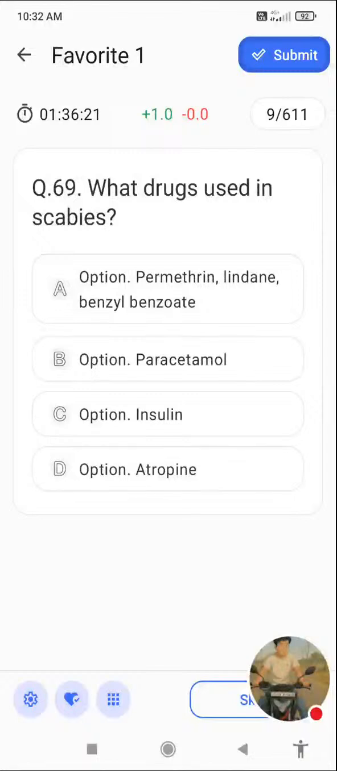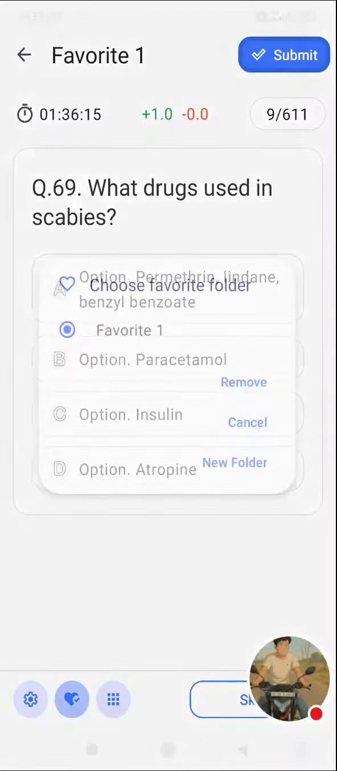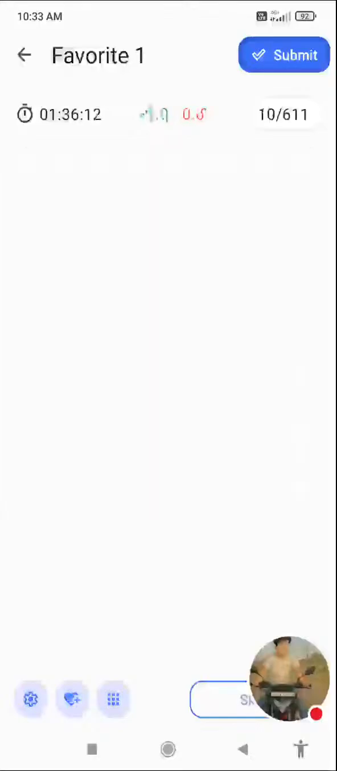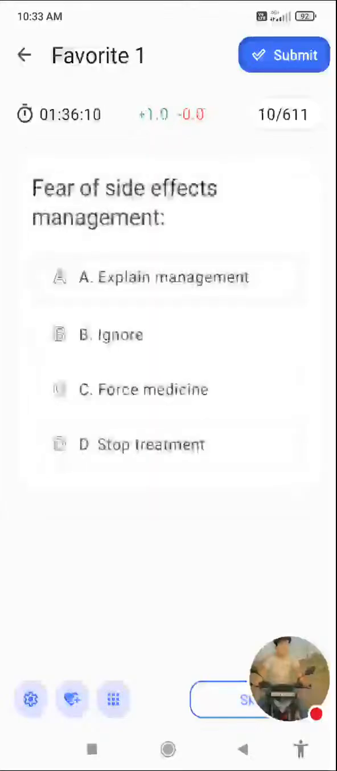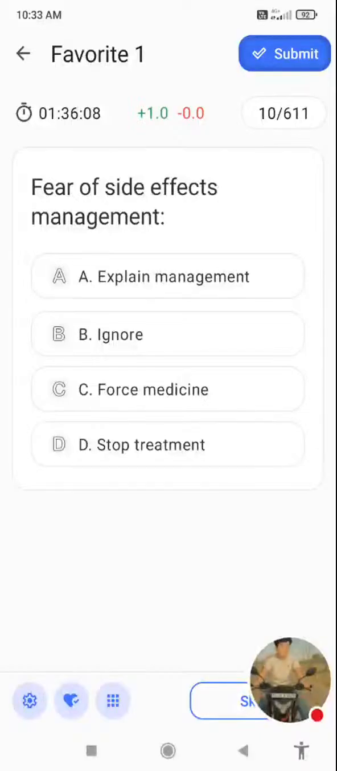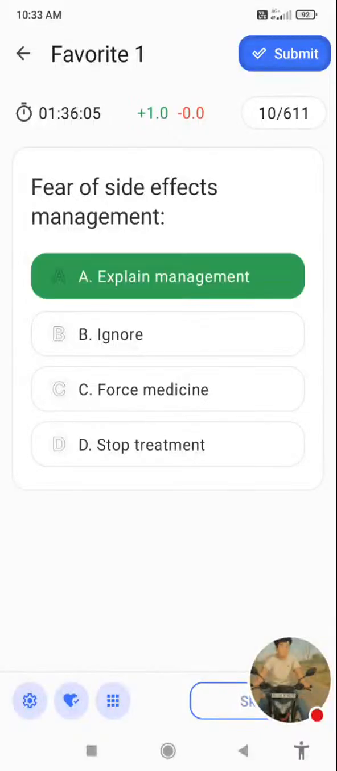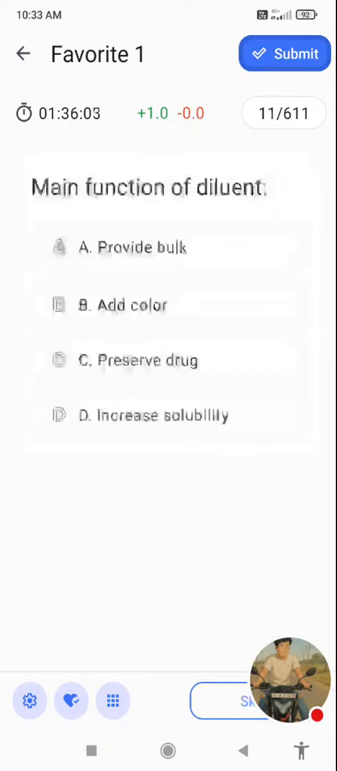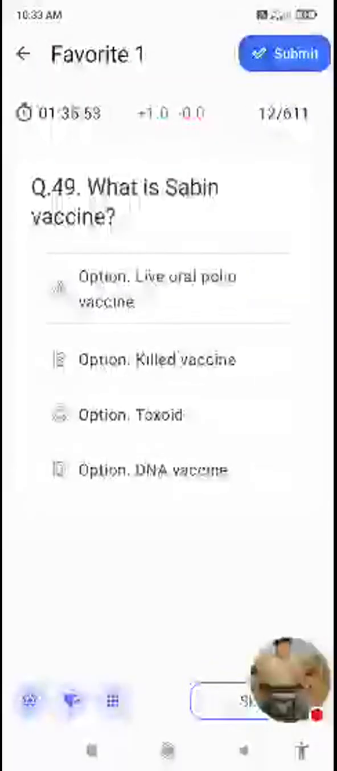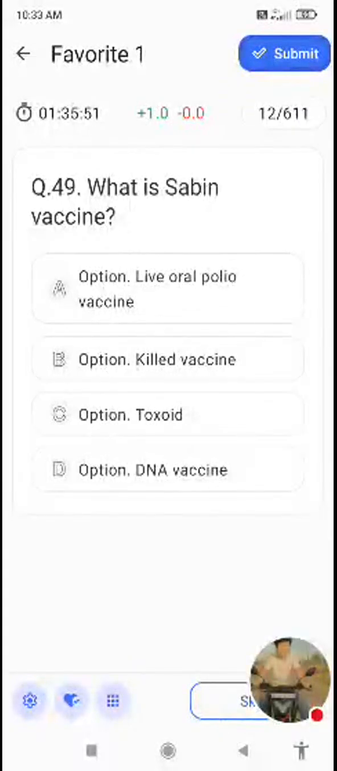What drug is used in scabies? Permethrin. Option A, permethrin, lindane, benzyl benzoate. Fear of spec management. Explain management. Main function of diluent: provide bulk. What is Sabin vaccine? Option A, live oral polio vaccine.